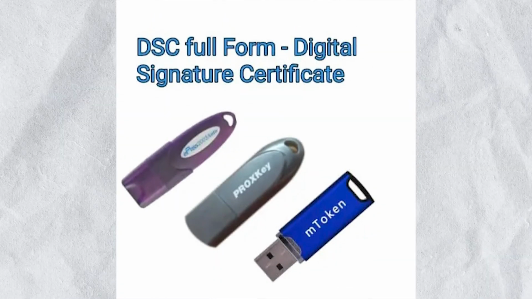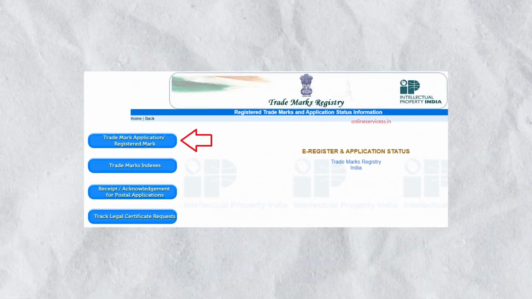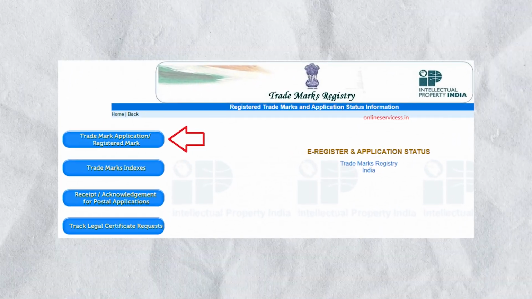After filing the application, you want to affix your signature by way of DSC and pay the applicable government fee. After paying the government fee, a trademark application number will be generated by the trademark registry. Based on this application number, you can track your trademark application on the trademark website itself.